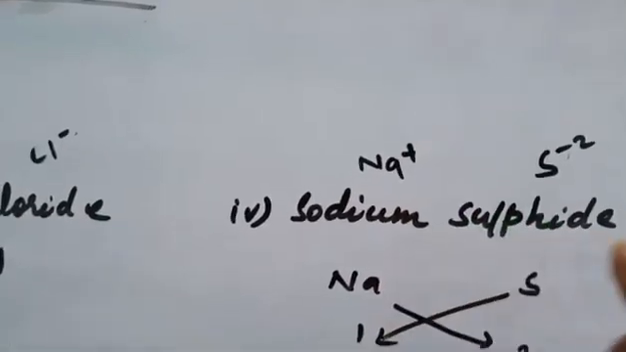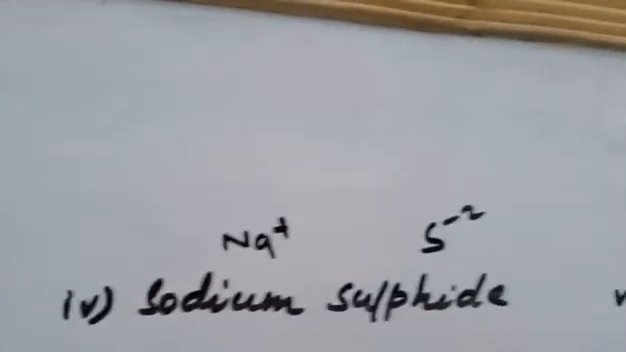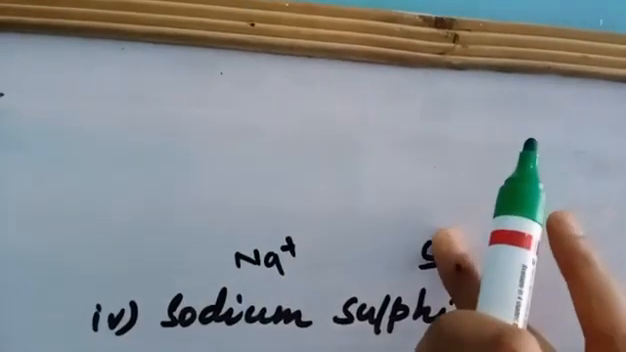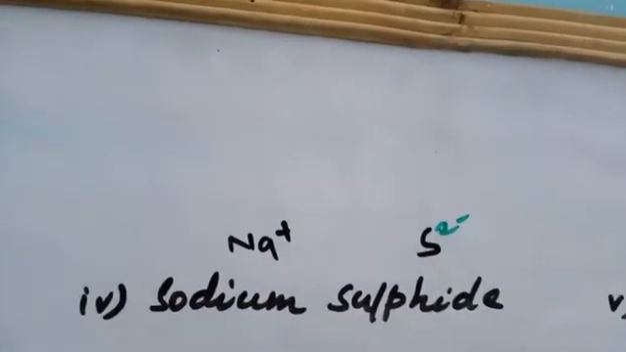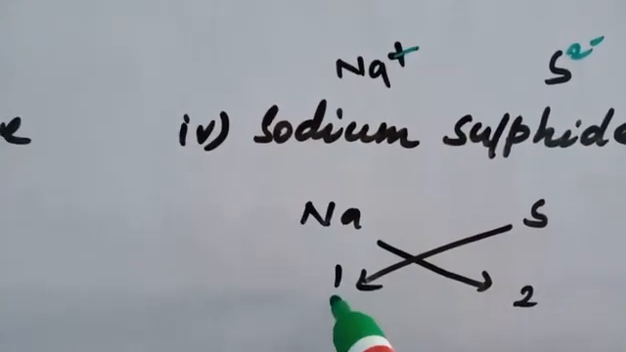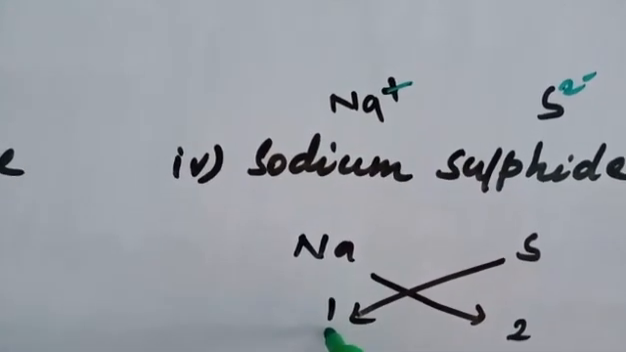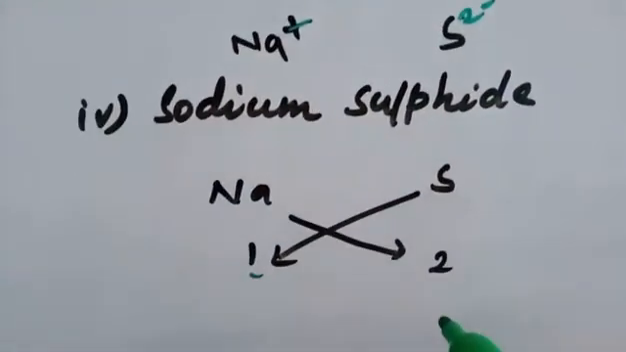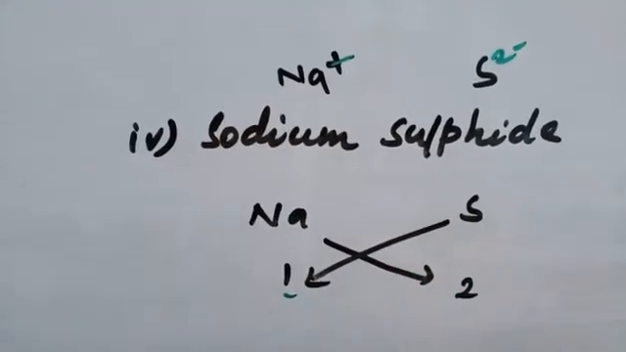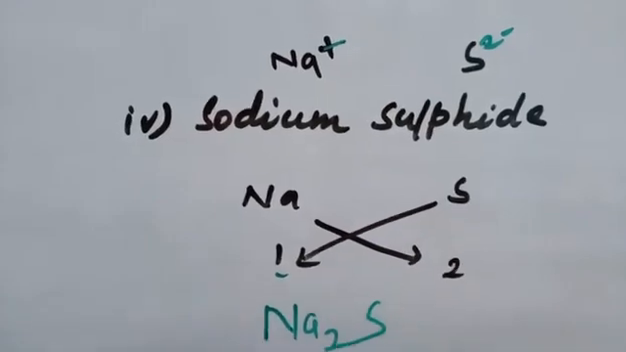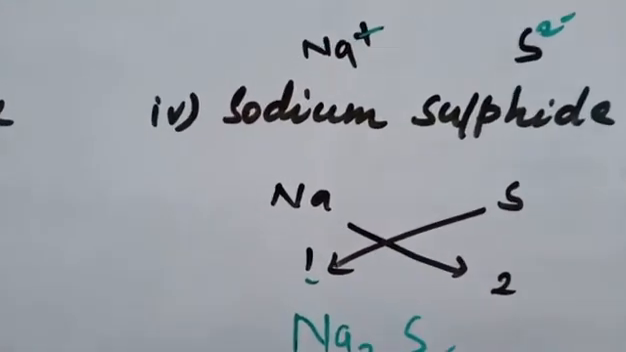Similarly, you have sodium sulfide. Now sodium can be written as Na plus, sodium ion, and sulfide ion can be written as S2 minus. Plus means Na will have valency 1, and sulfide has 2 minus charges, so the valency of sulfide will be 2. Now cross over this, you will get Na2S1, which can be just written as Na2S. This is the formula of sodium sulfide.